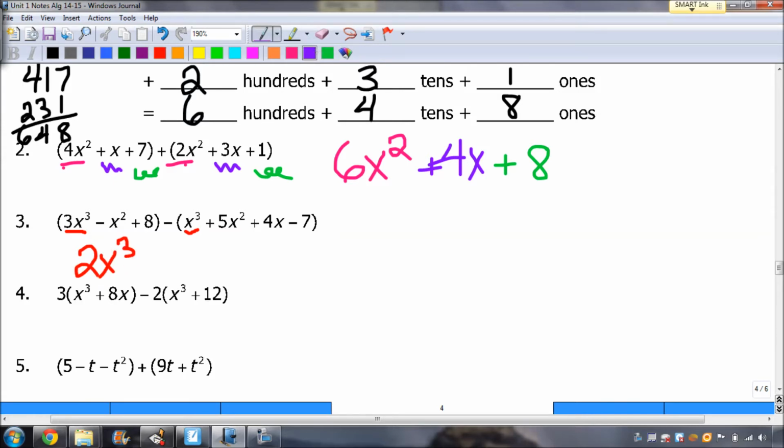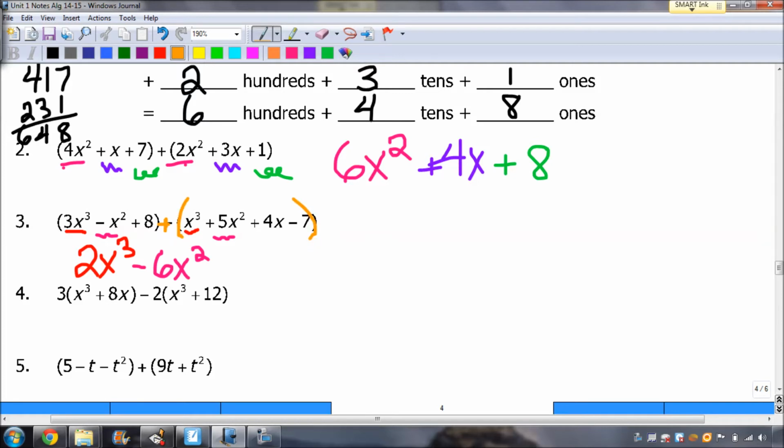They think that I should do negative x squared, combine that with 5x squared, but it's not right because this is subtraction, so it's really negative x squared minus 5x squared, which is negative 6x squared. But what I suggest you do to make things easier on yourself is to go through and change this minus sign into a plus sign.